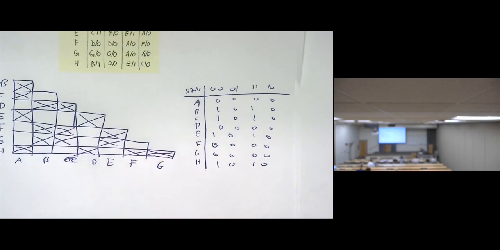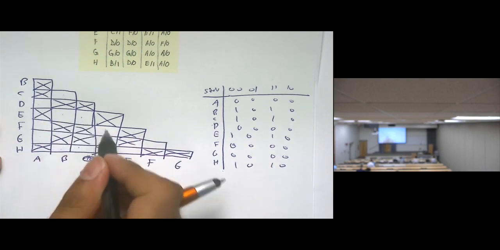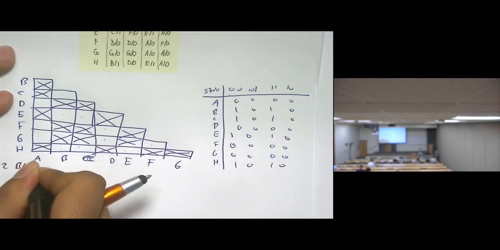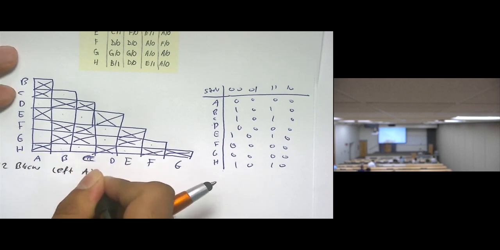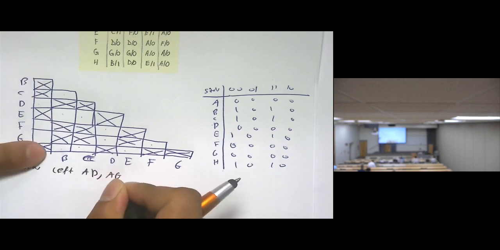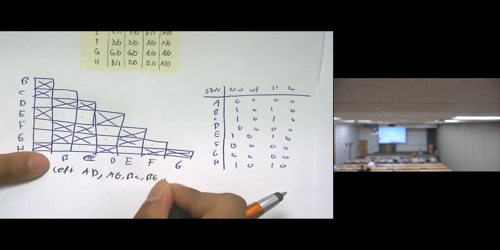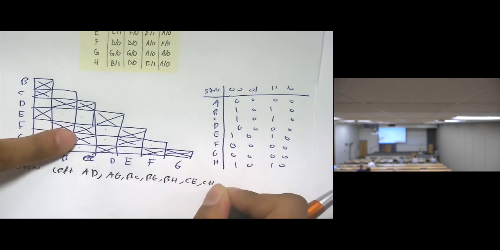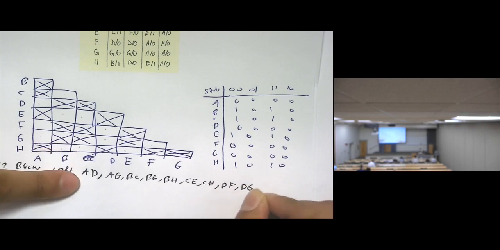Okay? Now, how many blocks left? 1, 2, 3, 4, 5, 6, 7, 8, 9, 10, 11, 12. We have 12 blocks left, which are AD, AG, BC, BE, BH, CE, CH, DF, DG, EH, FG. Okay?